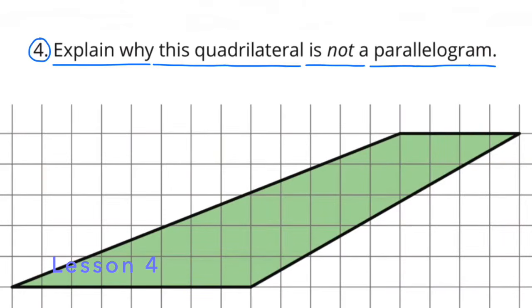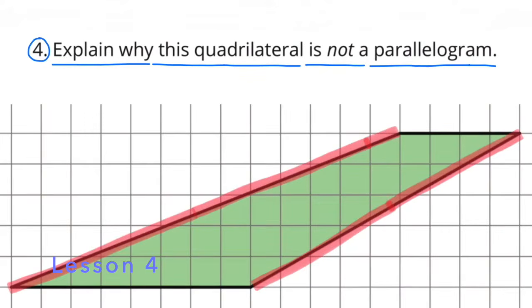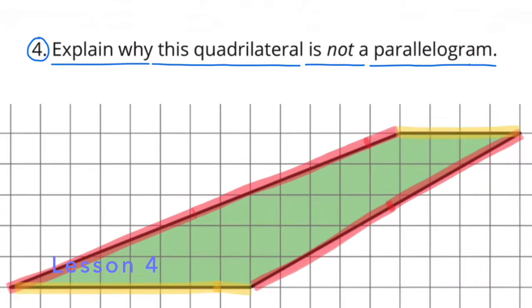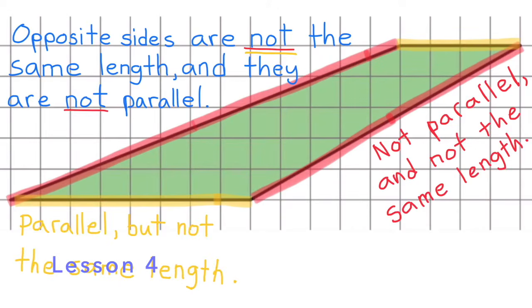Number 4. Explain why this quadrilateral is not a parallelogram. These opposite sides highlighted in red are not parallel and they're not the same length. These opposite sides highlighted in yellow are parallel, however, they're not the same length. This quadrilateral is not a parallelogram because its opposite sides highlighted in red are not the same length and not parallel, and the opposite sides highlighted in yellow are not the same length. To be a parallelogram, the opposite sides would have to be parallel and be the same length.